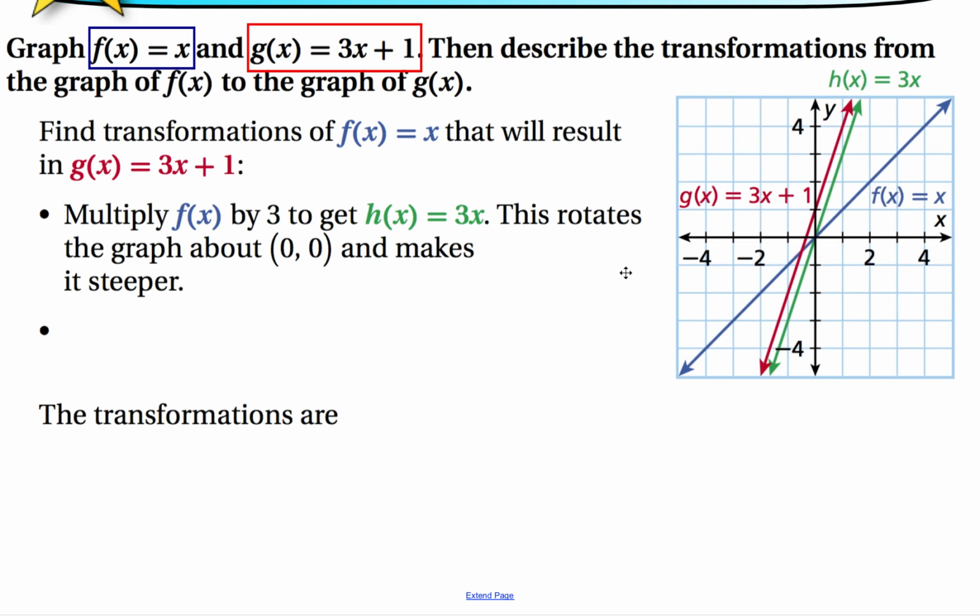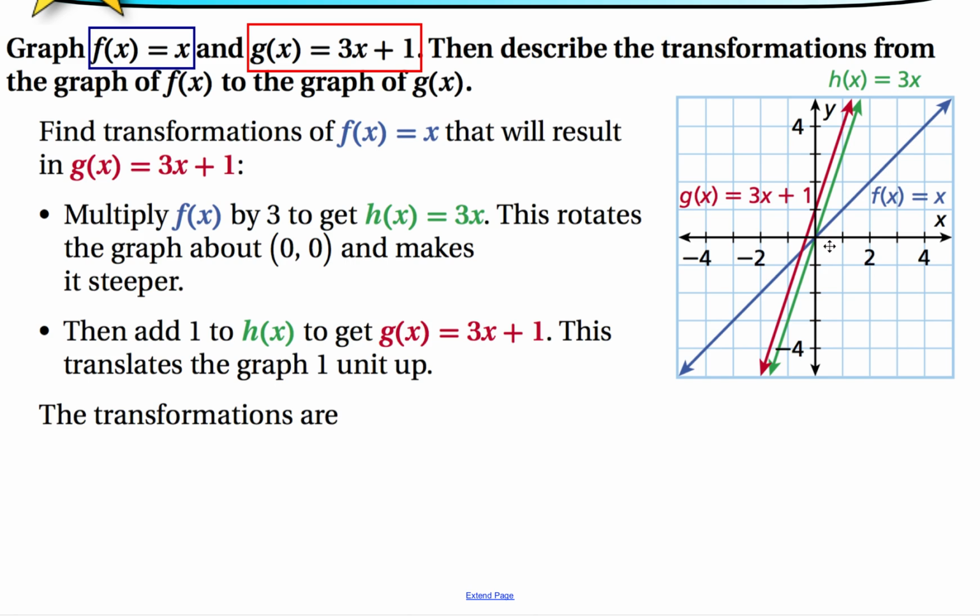And so here are the graphs. So we're going to start with the blue function, that's f(x) equals x. Then if we multiply by 3 to give us the correct slope, that would look like the green graph. Okay, but that's not our solution. We also need to add 1. So when we add 1, that translates it up. So we rotate it first and then we translate it.